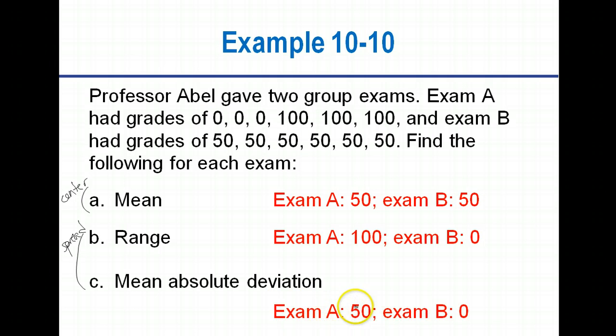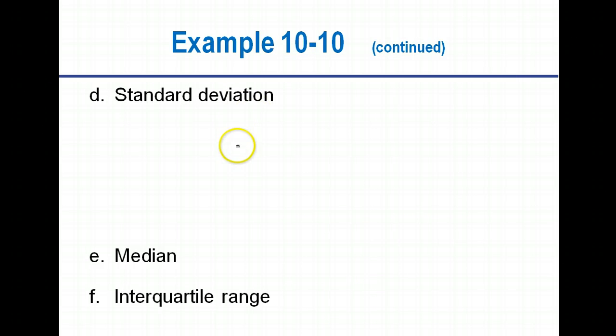So for exam A, we have a mean absolute deviation of 50, and exam B, we have a mean absolute deviation of 0. Again, that's a measure of the spread. Maybe giving us a little more information than the range is, right? Because it's telling us more about where the data seems to be clustered. It's telling us exam B is all clustered exactly at the mean, and exam A has a much greater spread. All right, let's see how the standard deviation would be calculated for each of these exams.